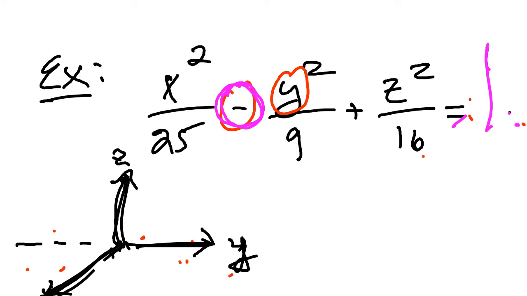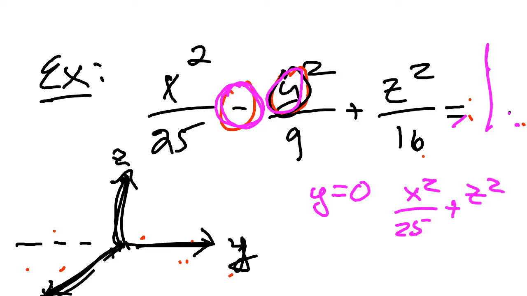But now if I let, whoops, that minus sign is with the y. So if I let y equal 0, what do I get now? Well, now I get x squared over 25 plus z squared over 16 equals 1. That is an ellipse, right? Where x goes out to 5, and then it would go back to -5, and then z goes out to 4.